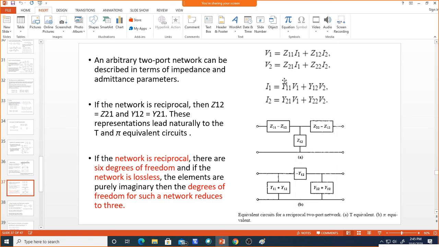So this is about how we can represent the network, if it is reciprocal, in terms of T and pi networks. If we take the impedance matrix and it is symmetric, we can represent it like this, and we can represent the admittance matrix in terms of the pi equivalent network.